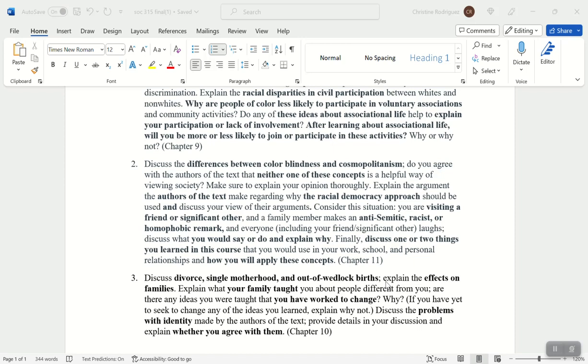Consider this situation. You are visiting a friend or significant other, and a family member makes an anti-Semitic or anti-Jewish, racist, or homophobic remark. And everyone, including your friend or significant other, laughs. Discuss what you would say or do and explain why. All right, so this is a tough one, but put some thought into it and explain what you would say or do.